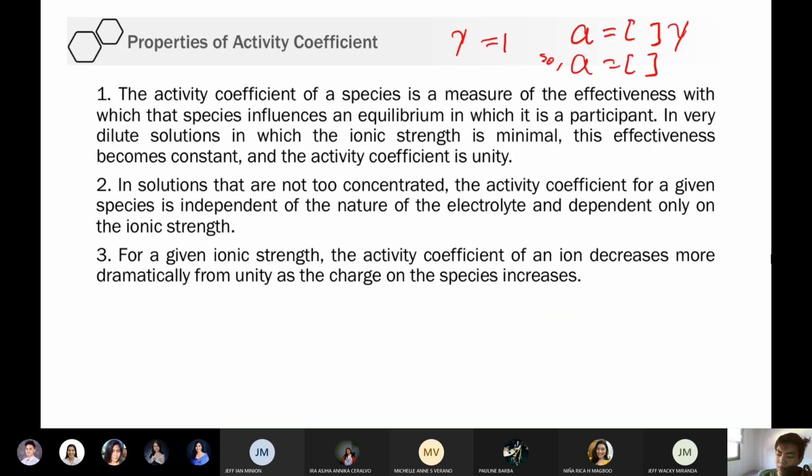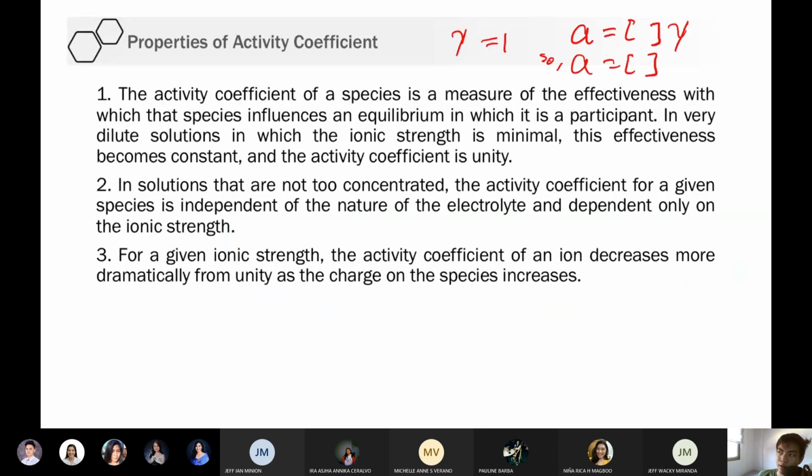Now, we already know the behavior of the activity coefficient gamma. For dilute solutions, gamma is equal to 1. However, if we increase the charge of our species, gamma will be less than 1. Or if we increase the ionic strength of the solution, gamma will also be less than 1.